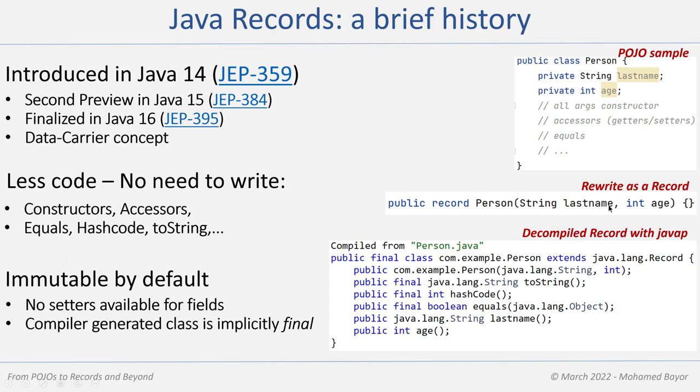When you define the same data carrier as a record, you only need to specify the fields, and the rest is not required. Additionally, these data carrier classes are immutable by default. When you use the javap command line to deconstruct a Java record class, you will see that it's internally handled as a class with generated members, including methods which return the data stored in the fields, but no setter methods.